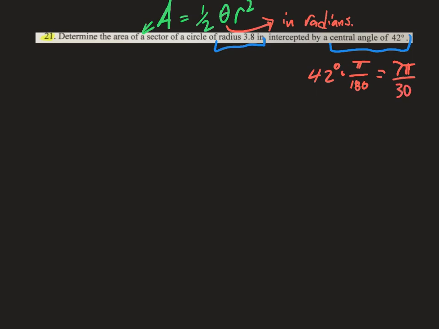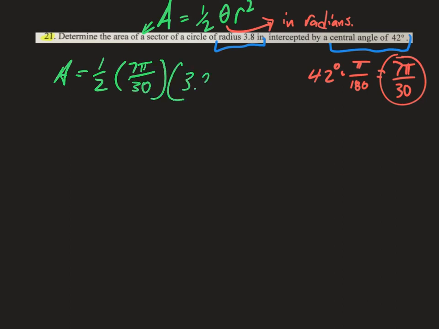Okay, so that is going to be my theta. Important. All right, let's plug everything in now. So we're going to go ahead and say our area A equals 1/2 times 7 pi over 30. That's my theta. And I'm going to put r squared, so 3.8 squared, right?